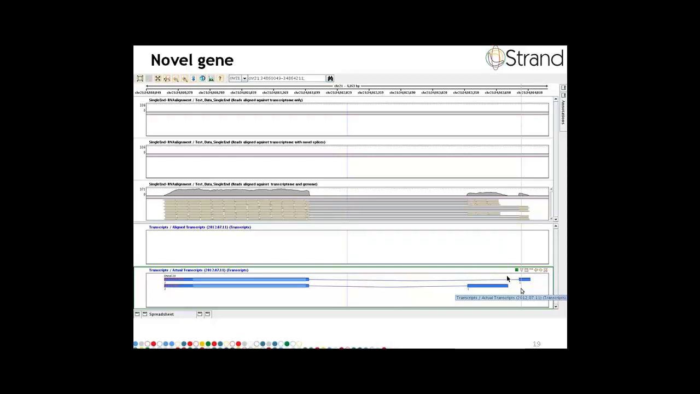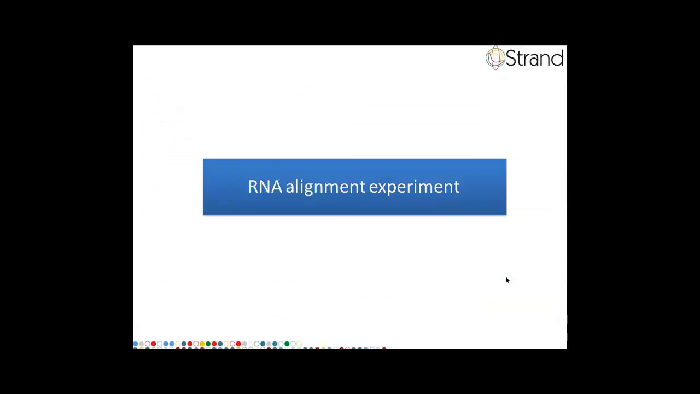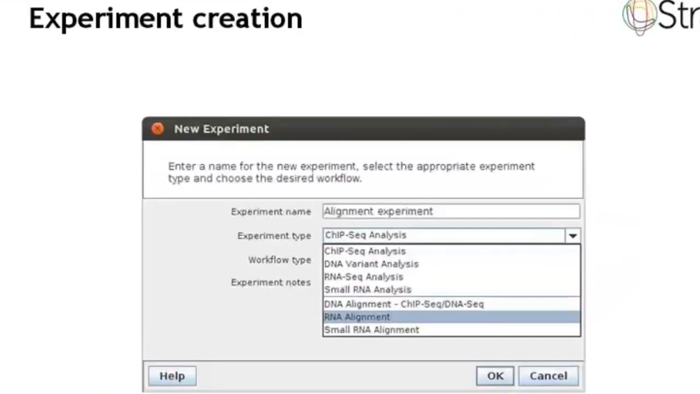of the exons. So now that we know the capabilities of the aligner, let's take a look at how the alignment experiment can be created. We start by creating a new experiment and choose the experiment type. As mentioned earlier, we have 4 different analysis experiments: ChIP-seq, DNA variant analysis, RNA, and small RNA. And now we have 3 different alignment experiments: a DNA alignment, from which we can create ChIP-seq or DNA-seq analysis experiments; a small RNA alignment, from which we can create a small RNA analysis experiment; and the newly introduced RNA alignment. Once we choose the alignment type, we specify the metadata for the experiment.